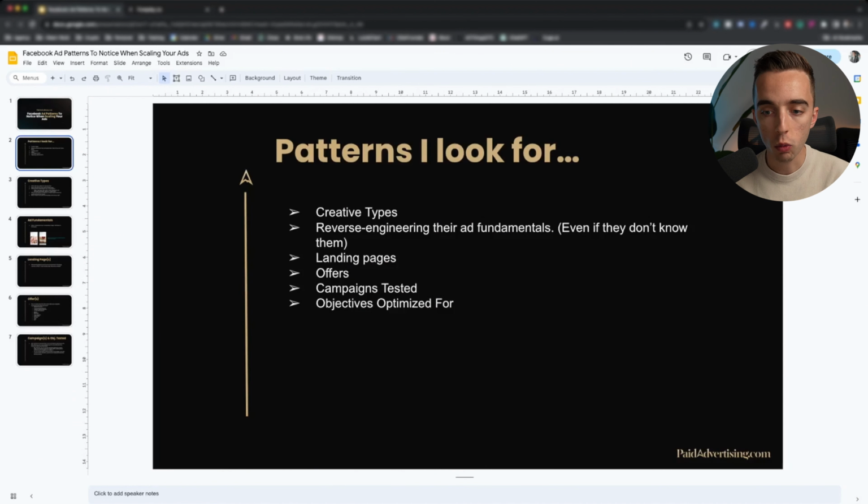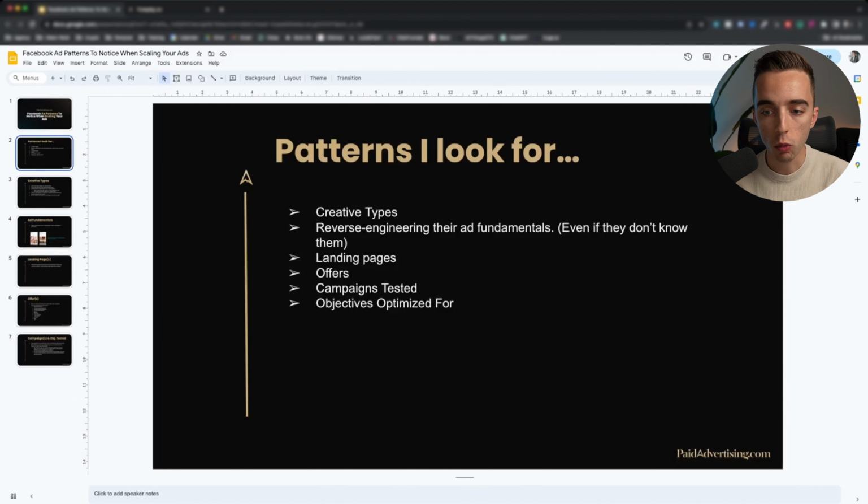Then I have reverse engineering their ad fundamentals, even if they don't know them. What I mean by that is that from an agency standpoint, I would try and reverse engineer the ad fundamentals that were used when making up an ad. Even if the person who made this ad didn't really do it purposely, they still nonetheless have some fundamentals in there that I can extract. Landing pages tested, the offers that we had, the campaign types and objectives, which aren't as relevant, so that's why I put them in the last points right here, but nonetheless, I still look at them, so I'll get into it in the next few minutes.